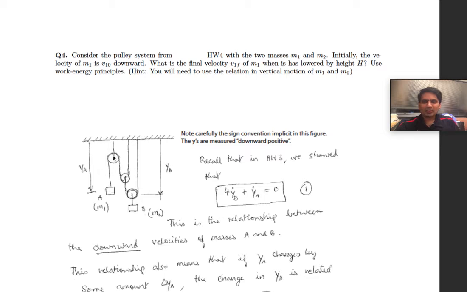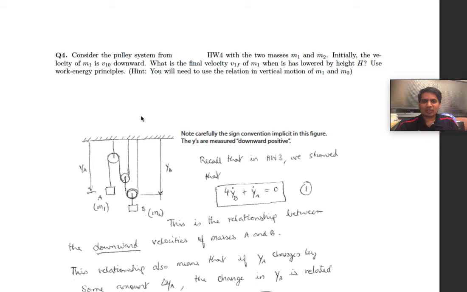You have three pulleys, two masses, and all ideal pulleys and ideal inextensible strings. You have two masses, m1 and m2. You're told that initially the velocity of m1 is v10 downwards. What is the final velocity v1f of m1 when it has dropped down by height h? So you're told the initial downward velocity of m1, and you're asked to find the final downward velocity of m1 after it's gone down by height h.